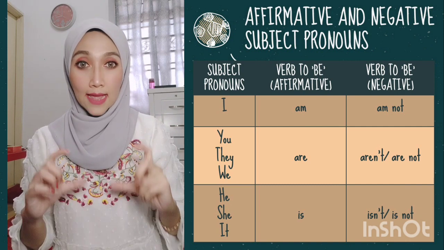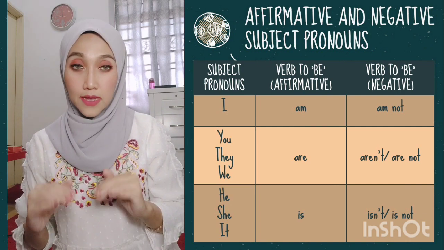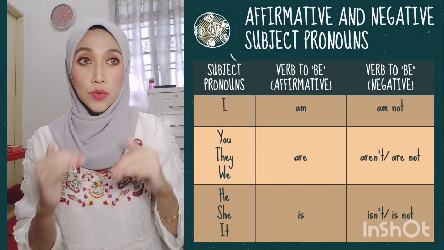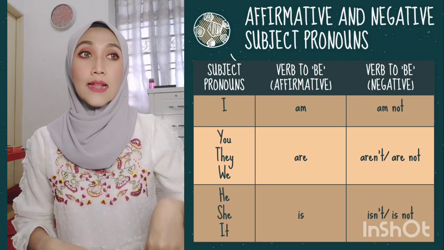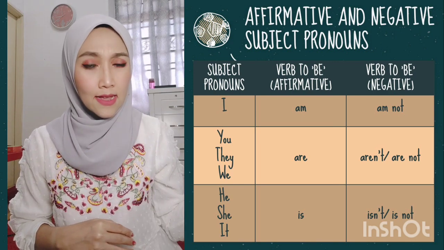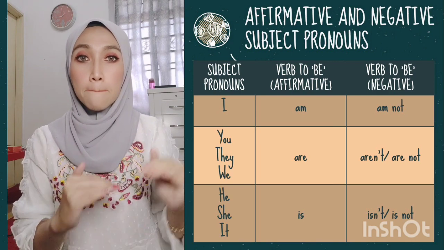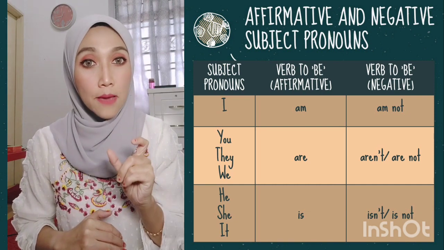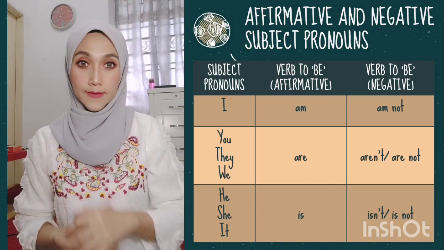So what about the negative one? Verbs to be, negative form. Just now was the affirmative, right? So now we move to the negative form. If for I you use am for the affirmative, for the negative you just add not. I am not. Remember, am is just for I.